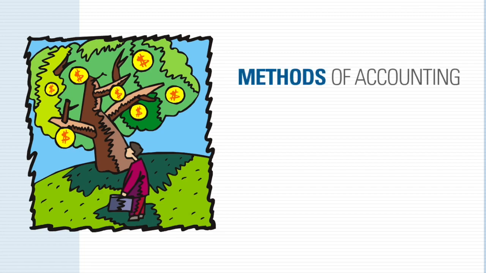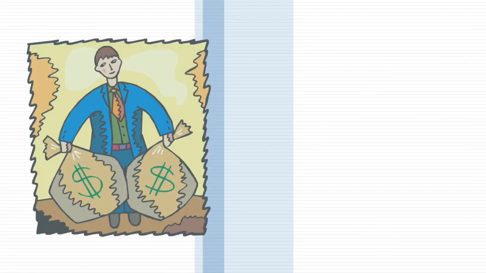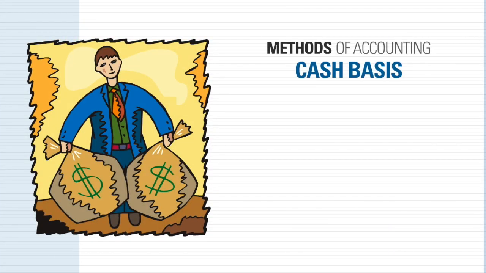There are a number of different accounting methods, and medical practices usually employ one of these three: cash basis of accounting, accrual basis of accounting, and modified cash basis of accounting. We'll take a look at each of these in turn and explain how they work and what they mean to you. The simplest method is the cash basis of accounting.